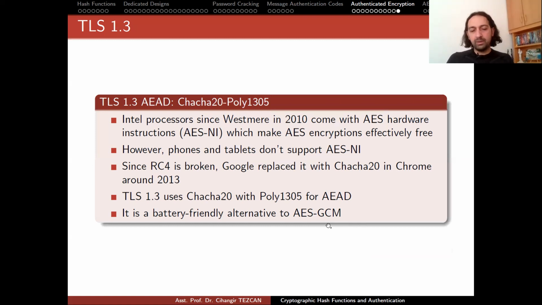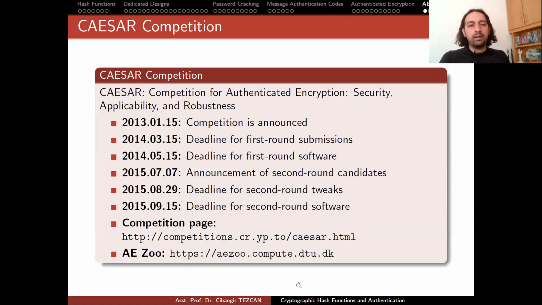If you're using a laptop or desktop, you can use AES-GCM. You have very good performance. But on a tablet or a phone, you might choose ChaCha20 with Poly1305. Okay, so these are the two main standards. But again, ChaCha is in TLS 1.3, and most probably a lot of servers or web pages are still using 1.2. So let's finalize this topic with some of the authenticated encryption competitions.